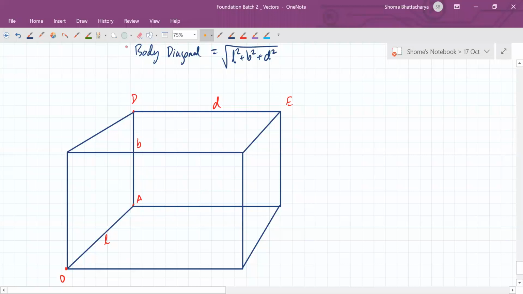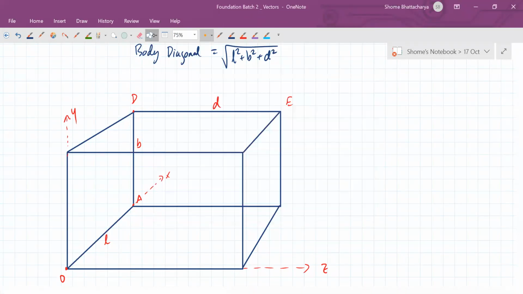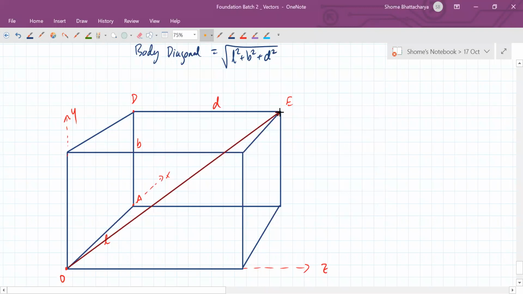So what is the vector? This is our x axis, this is our y axis, and this is our z axis. We are seeing it from a slightly different angle. So this is your ax i cap, this is your ay j cap, like that. Now visualize the body diagonal, how that will look. It will be this. This is the body diagonal which we are trying to calculate.